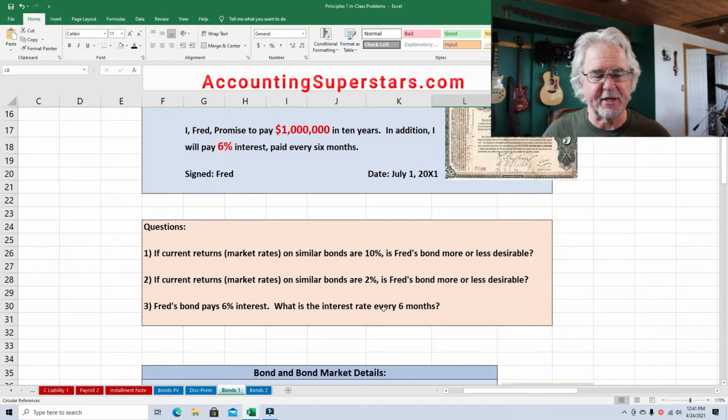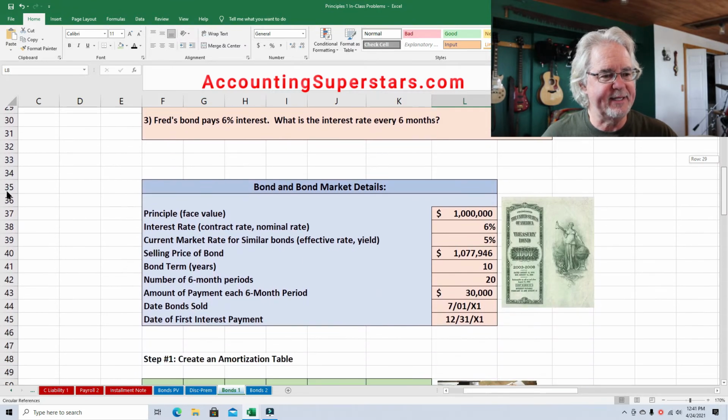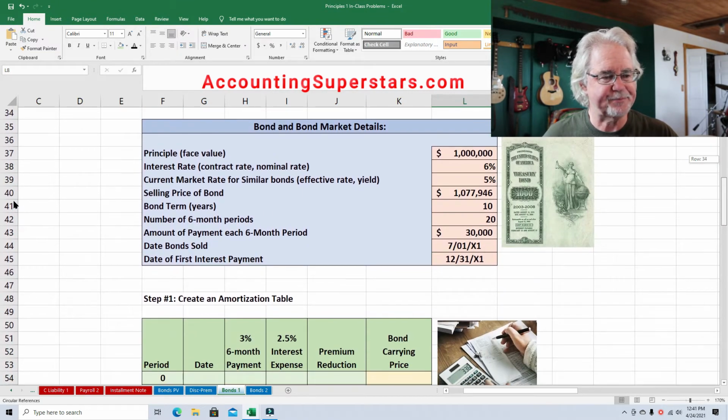That 6% is on annual terms, but the payment is going to be every 6 months. So we have to take that 6%, slice it in two, okay? 3%. 3% every 6 months. Now, here are the bond details, folks, right here.